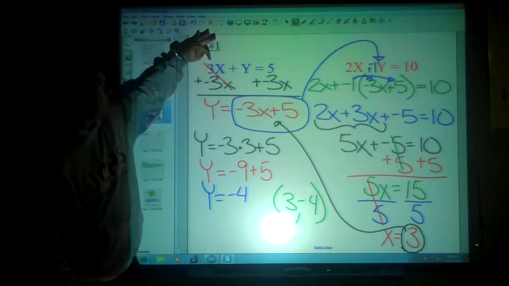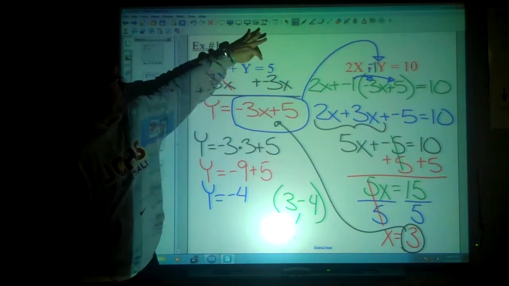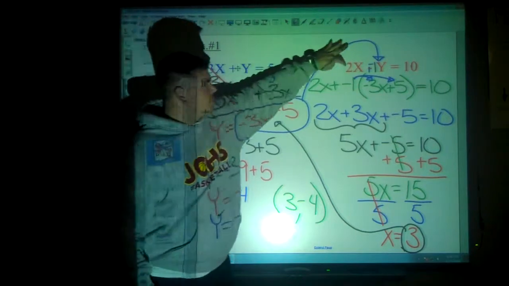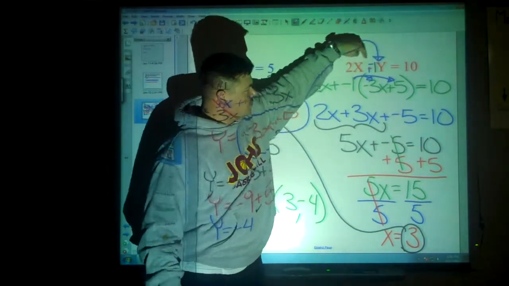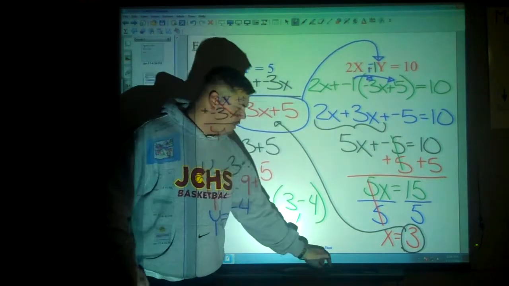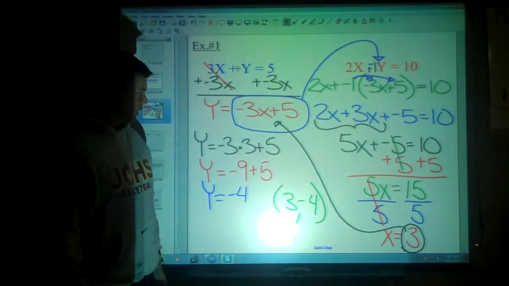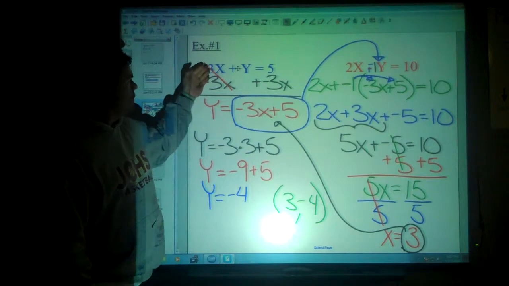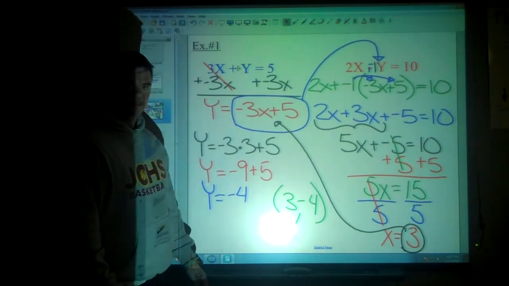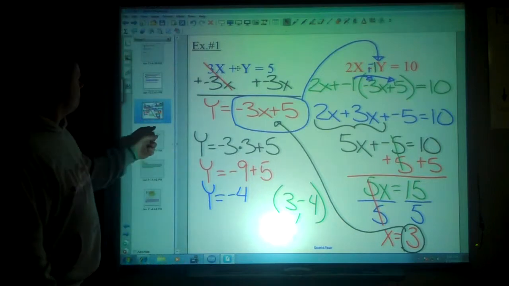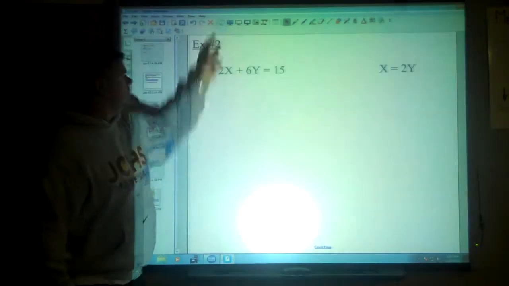We've got to test it out. 3 times 3 is 9. 9 plus negative 4 is 5. It works. 2 times 3 is 6. Put the negative 4 in for y. Negative 1 times negative 4 is positive 4. 6 plus 4 is 10. It works in both equations, so it's the solution to the system. If you graph these two equations, they would cross at (3, negative 4). So let's try again with a new set.